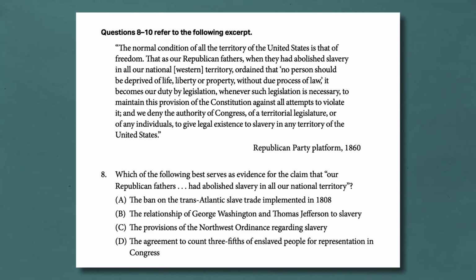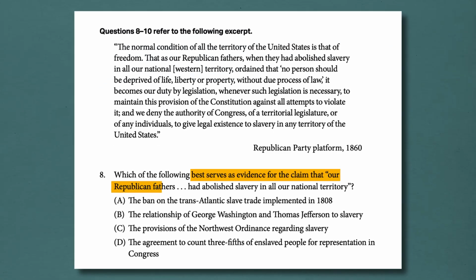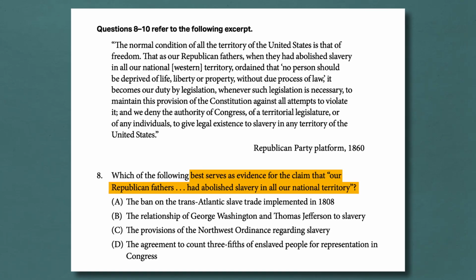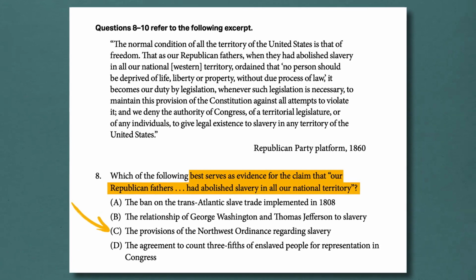For example, let's just take one from the APUSH CED. The line in question is, what serves as evidence for the Republicans' claim that their fathers had abolished slavery in their national territory? Now, APUSH teachers are going to know immediately that the correct answer is the Northwest Ordinance of 1787. But we don't care about the right answer here. I want them to figure out the 2 obviously wrong answers and then the distractor.